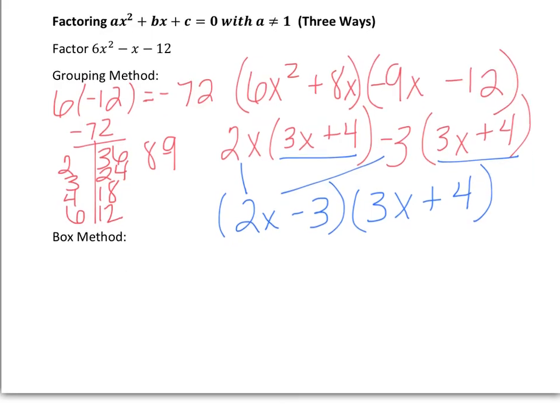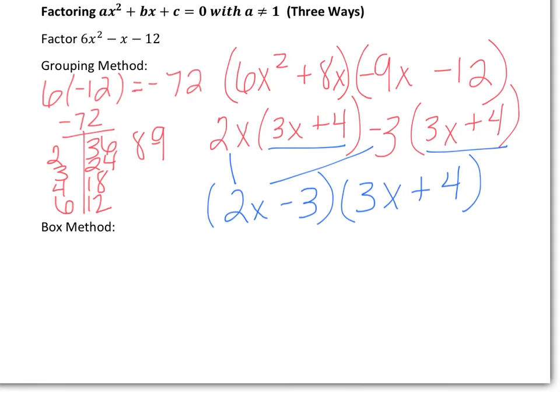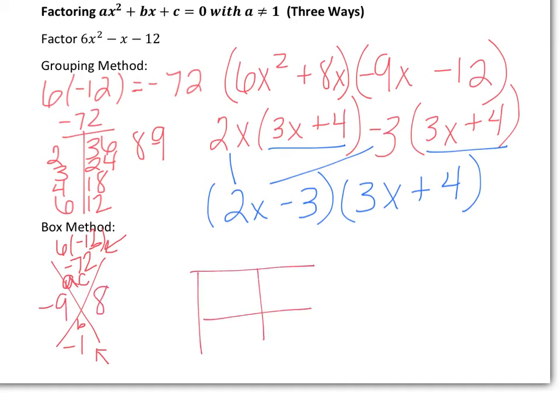Box method is where I start with an x. On top I put a times c, so that's your 6 times negative 12. So there's your negative 72. Negative 1 goes on bottom, so this is a times c. This is your b on bottom. I need to multiply to get negative 72, add to get negative 1. We have already figured that out. That's negative 9 and positive 8. Then I go over here to this box.